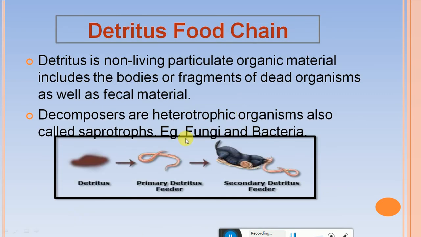Then you have the detritus food chain. It includes the dead and decayed matter, then the primary detritus feeders, which feed upon this, and the secondary detritus feeders. For example, this snake may be eaten by the mongoose or something like that. This is the detritus kind of food chain, where here also you can see primary and secondary detritus feeders.